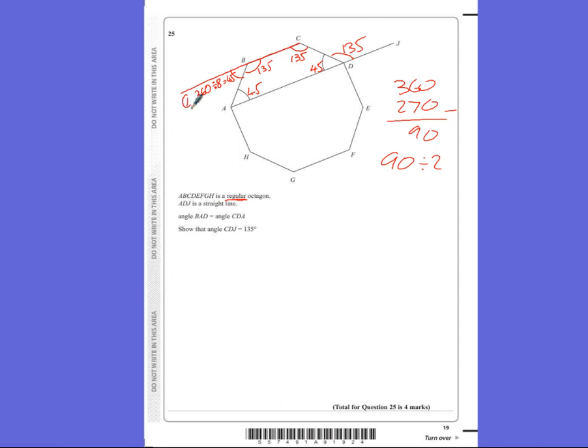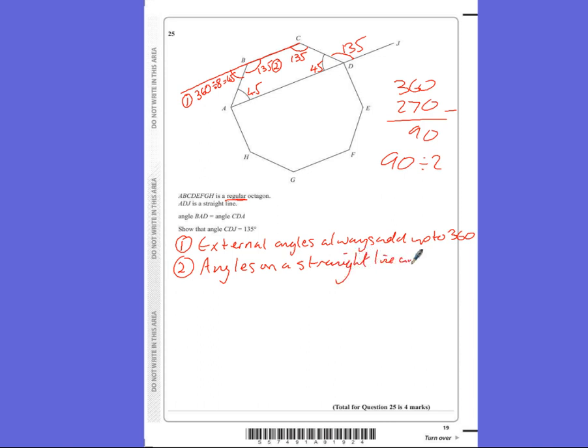So the first stage here, number 1, was the external angles always add up to 360. The second stage here, so stage 2, was angles on a straight line add up to 180. The third stage was to use the fact that all of these will add up to 360. So angles in a four-sided shape, a quadrilateral.